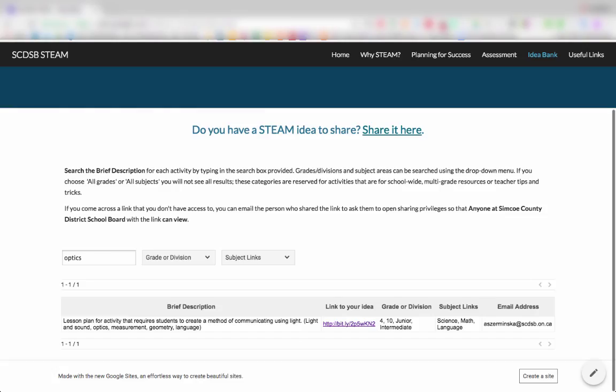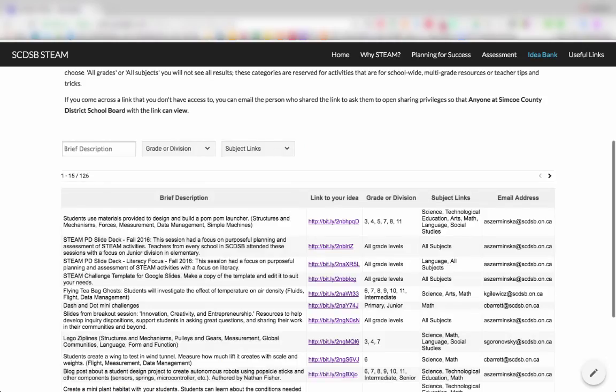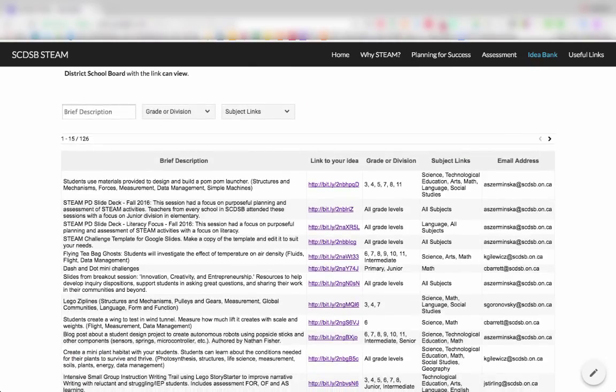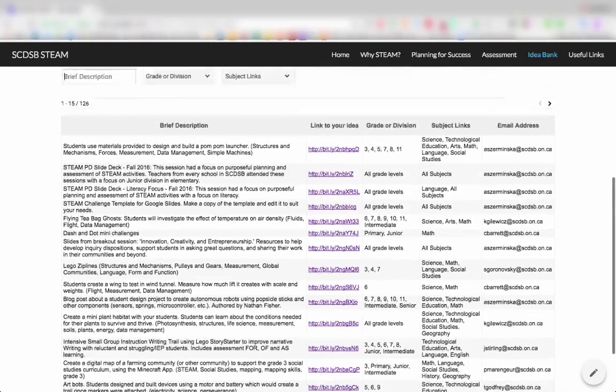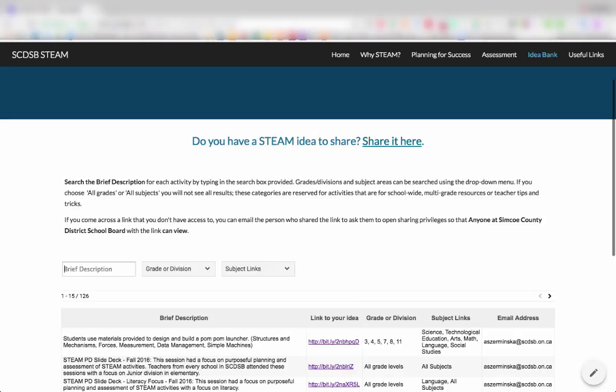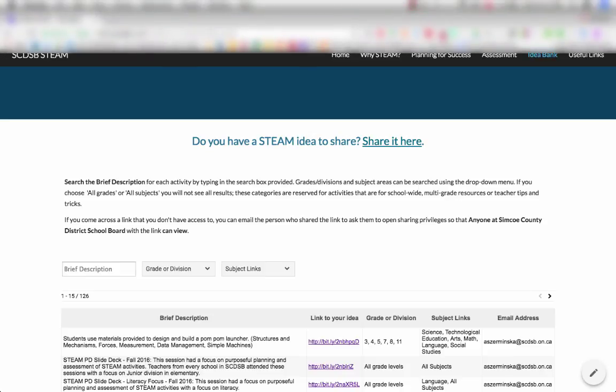But I do want to point out that these are also cross-curricular. So optics here we've got grade 4, grade 10, links to grades in elementary and secondary because a lot of these activities are adaptable to multiple age levels for lots of different learners. So that's a peek at our idea bank.